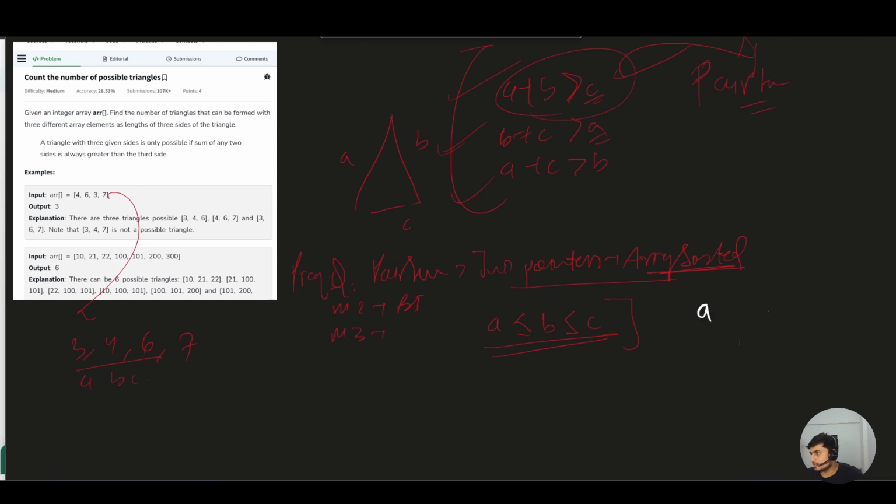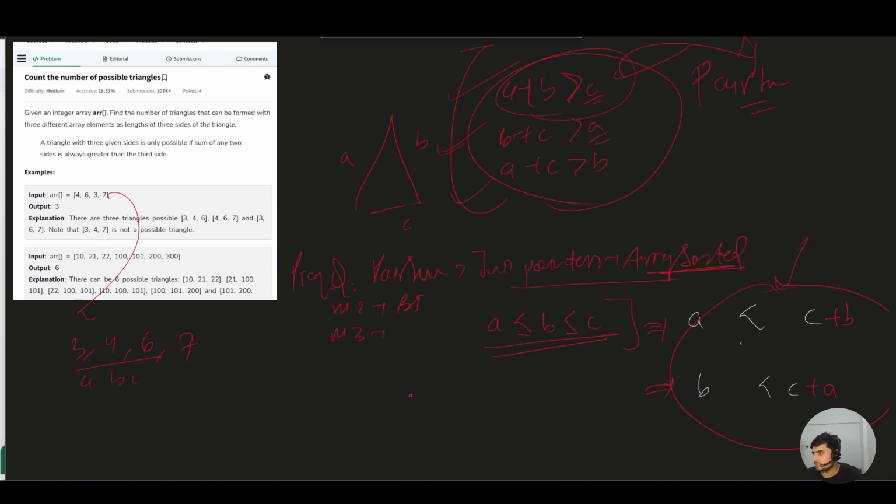And once the triplet is following this order, can you say that if A is less than your C, then I can also say that A plus B will also be greater than C? A is less than C, and similarly B is less than C. Then I can also say that if C is greater than your A, then C plus B will also be greater than A, and C plus A will also be greater than B, right? Using this inequality, we can infer this much. So out of three conditions, we do not need to check two conditions out of three, because we have sorted the array.